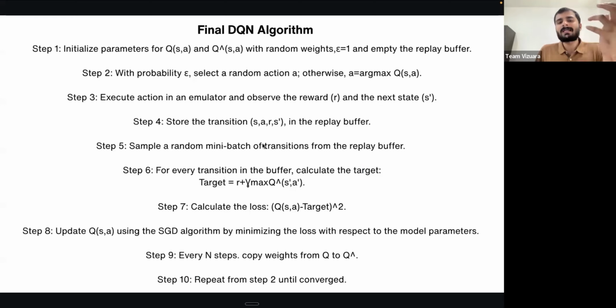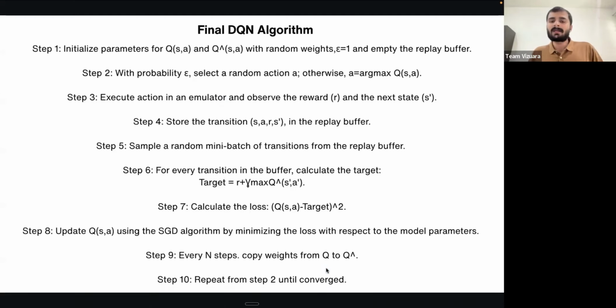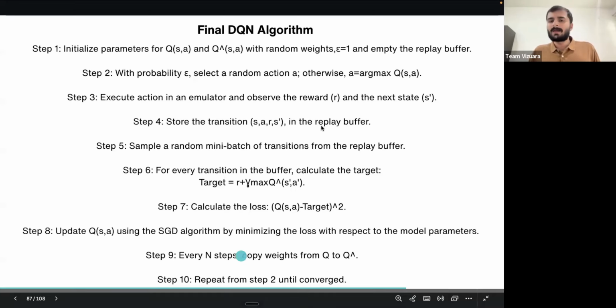So another question is, is Q hat for the target network? Yes, Q hat is for the target network, and every n steps we sync the weights from the Q network to the target network. That is how we are going to sync both the networks in this whole process. So overall, it's very similar to our modified Q algorithm, but the only thing we are doing is adding a replay buffer and adding a target network here.